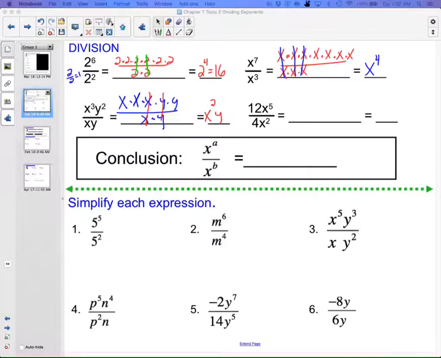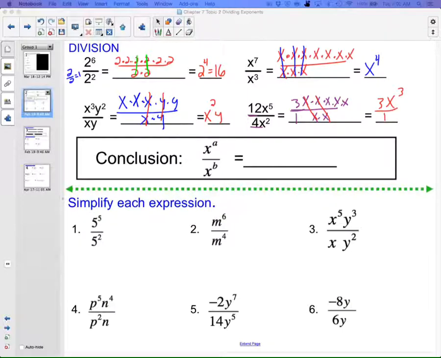When you have numbers like 12 and 4 in this case, those are just normal division. So 12 divided by 4 is 3 over 1. So there's no power property there, we're just doing regular division. But for the exponents, we're dealing with 5 x's over 2 x's, in which case 2 pairs cancel. So when all is said and done, we're left with 3x cubed over 1, or just 3x cubed.